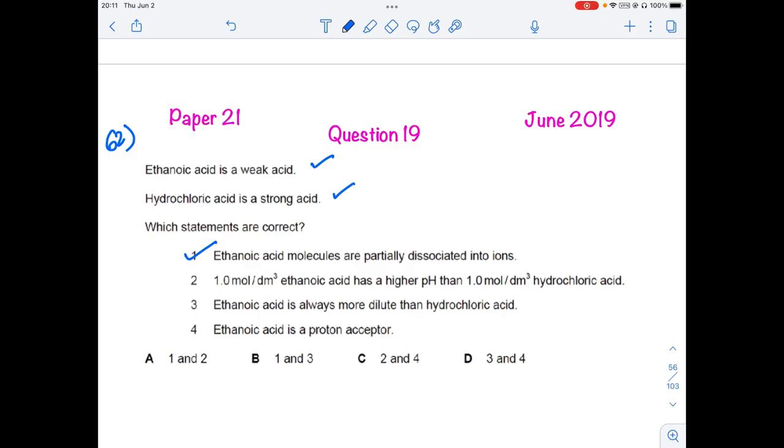Then, does 1 mole per dm cube of ethanoic acid have a higher pH than 1 mole per dm cube of hydrochloric acid? Ethanoic acid is a weak acid. Its pH may be something less than 7, around 5 or 6. Because hydrochloric acid is a strong acid, its pH will be around 1 or 2. So yes, it is higher than hydrochloric acid. This is also correct. So 1 and 2 are correct.